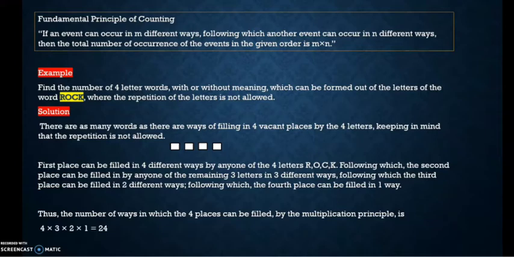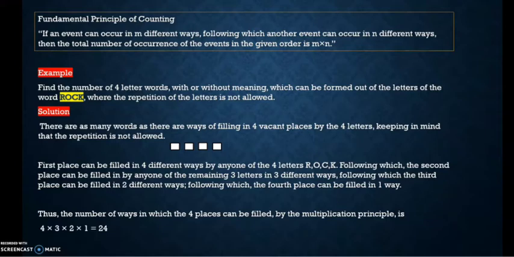What I mean is, suppose I have a four-lettered word, and R comes in the first place. Then R should not occur in any of the three possible letters, so there should not be any repetition of letters. So how many words can I form out of the letters of rock? Now this is a very simple problem if you see on your screen.